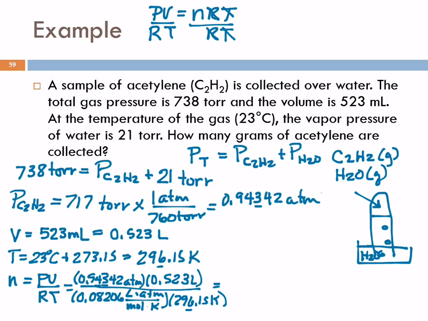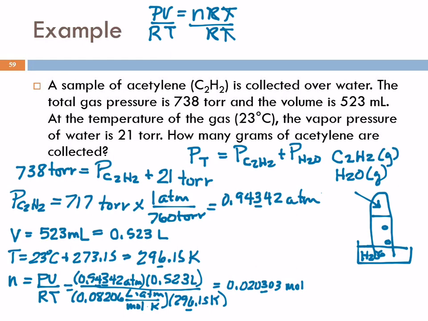We get out the calculator. 0.94342 times 0.523 divided by 0.08206 divided by 296.15. Gives us our number of moles, 0.0203. I can tell by looking at the numbers in this calculation that it's going to have 3 sig figs. This is not my final answer, so I'm going to write down 2 more digits to avoid rounding errors, and there's my number of moles. That many moles of acetylene.